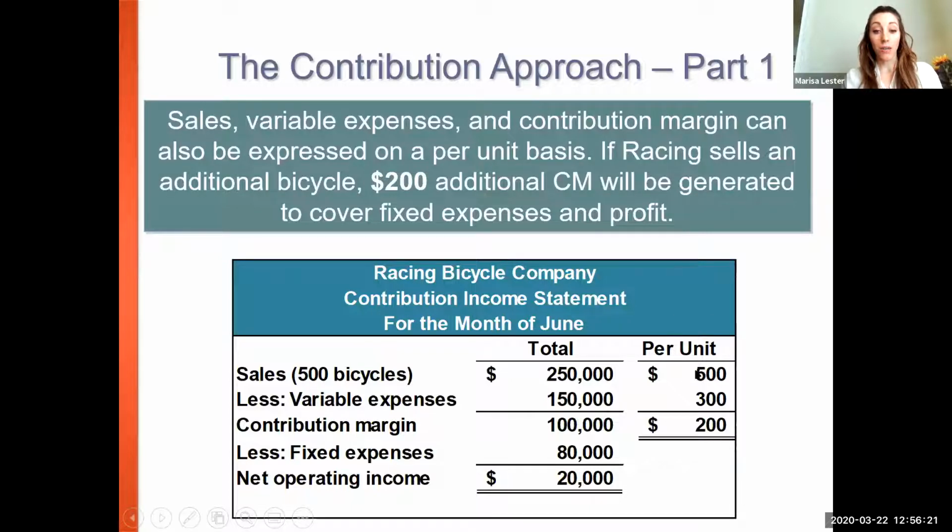So what this is ultimately saying is that for every unit that I sell, I'm charging $500 as my sales price. For every unit that I sell, it's costing me $300 in variable expenses. Remember, my variable cost per unit does not change, and therefore I'm left with $200 to try and cover my fixed expenses. So this is what I call per unit contribution margin, or my unit CM, unit contribution margin.